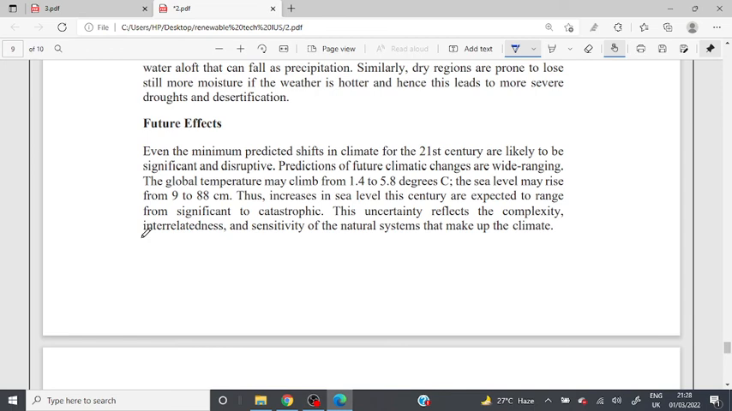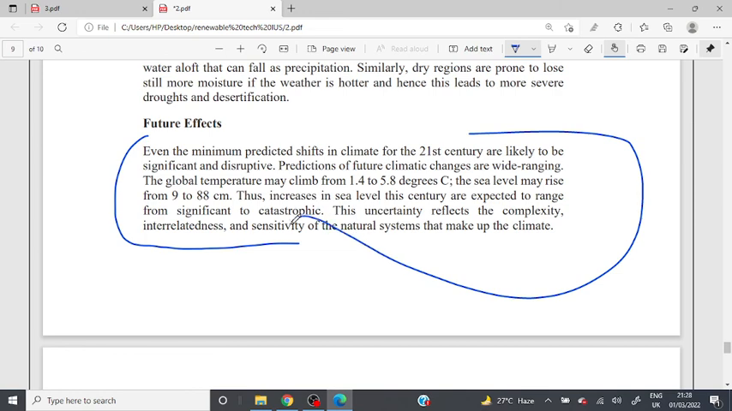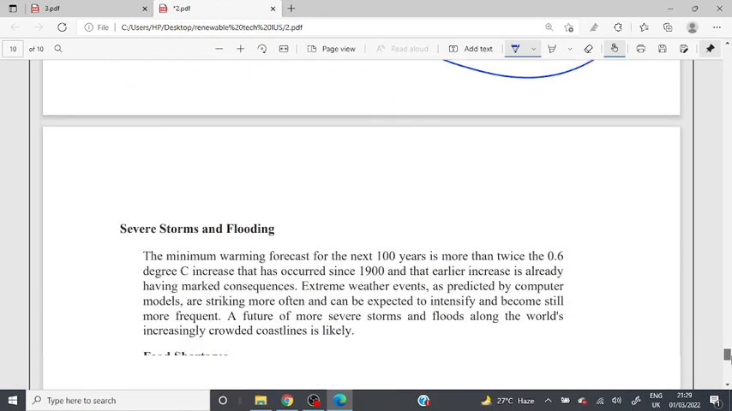It is important that you know how global warming is affected by these gases, and that slight changes in the temperature, like 1.4 degrees to 5.8 degrees, can result in the water level rising from 9 to 88 centimeters. I myself am 163 centimeters, which is 5 feet 7 or 6. If the water level was to be 3 feet higher than what it is now, a lot of these places, a lot of the countries, a lot of the cities would just disappear.